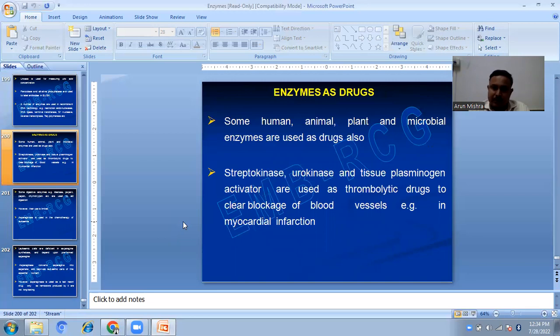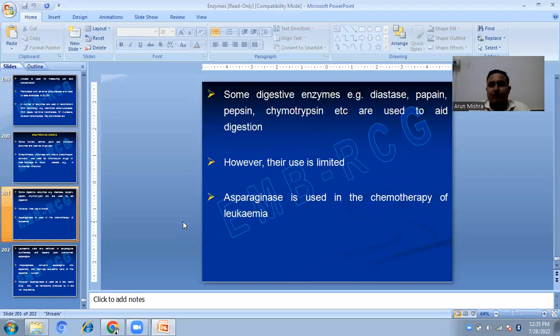Certain enzymes are used as drugs also. Some human, animal, plant and microbial enzymes are used as drugs. Streptokinase, urokinase, and tissue plasminogen activator are used as thrombolytic drugs to clear blockage of blood vessels in MI. Some digestive enzymes such as diastase, pepsin, and chymotrypsin are used to aid digestion. However, their use is limited.